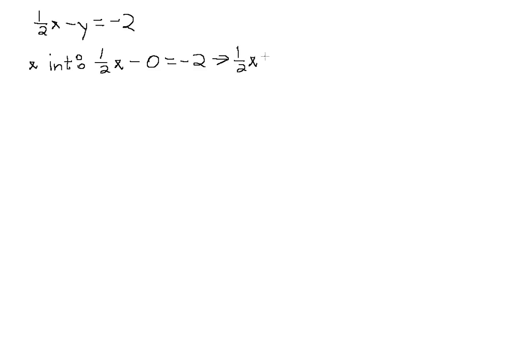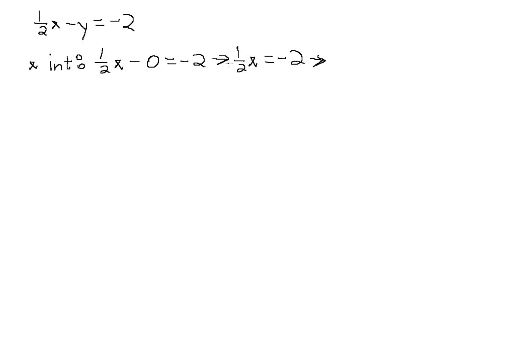Let's say we have 1/2 x minus y equals -2. Okay, first thing we want to do is find our intercepts. We find the x-intercept by placing a 0 wherever we see y. So we have 1/2 x minus 0 equals -2. We have 1/2 x equals -2. Excuse me. We can multiply both sides by 2. That'll give us x by itself on the left.